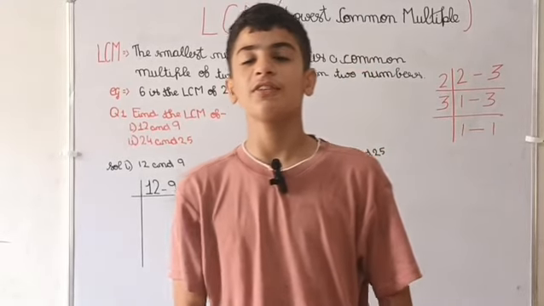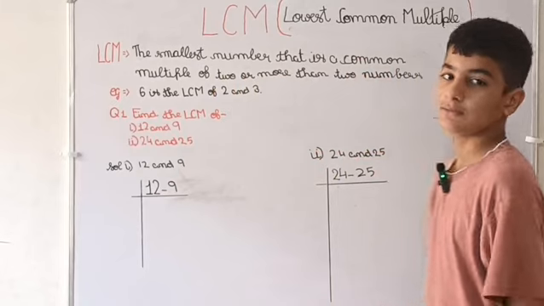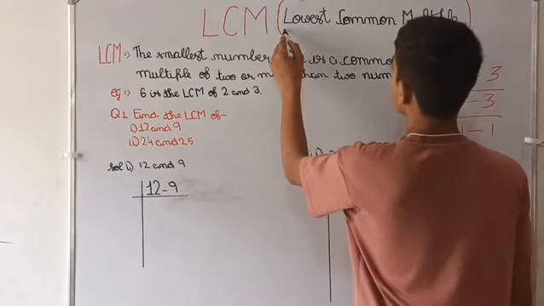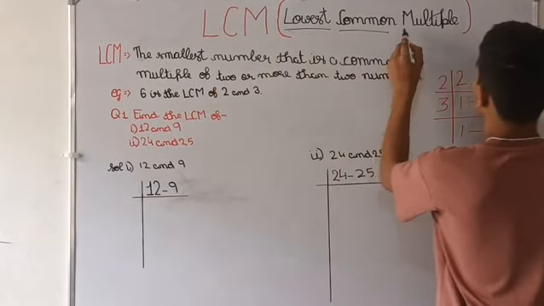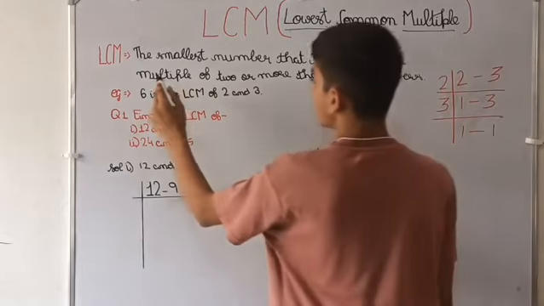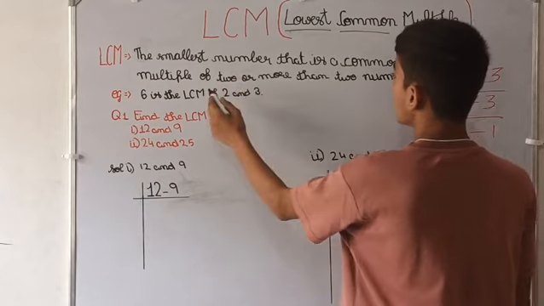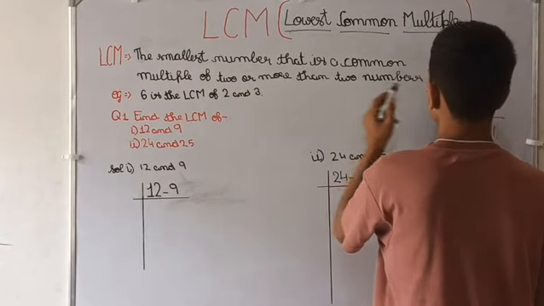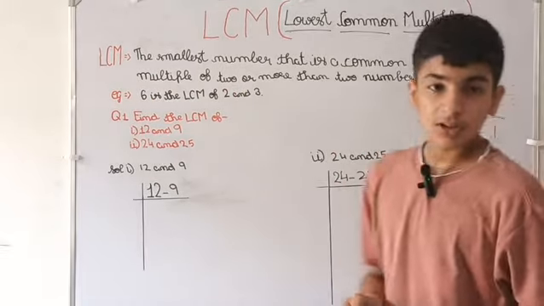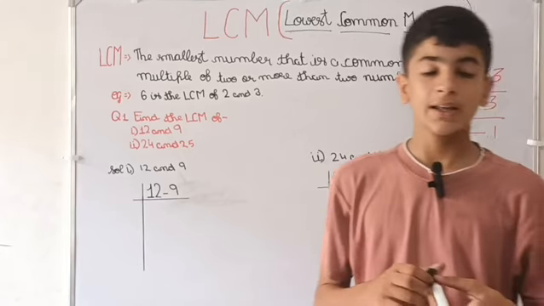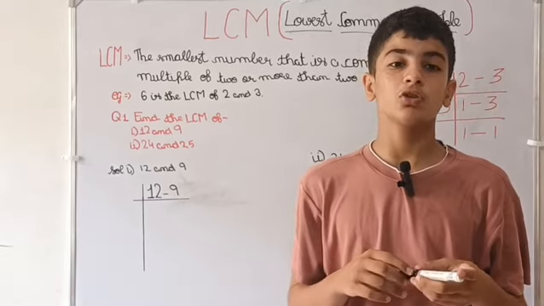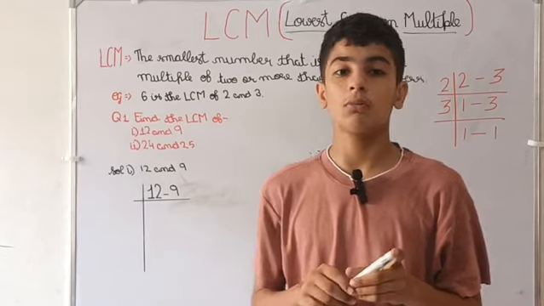Today we will start with a new topic, that is LCM. It stands for lowest common multiple. LCM is the smallest number that is a common multiple of two or more numbers.